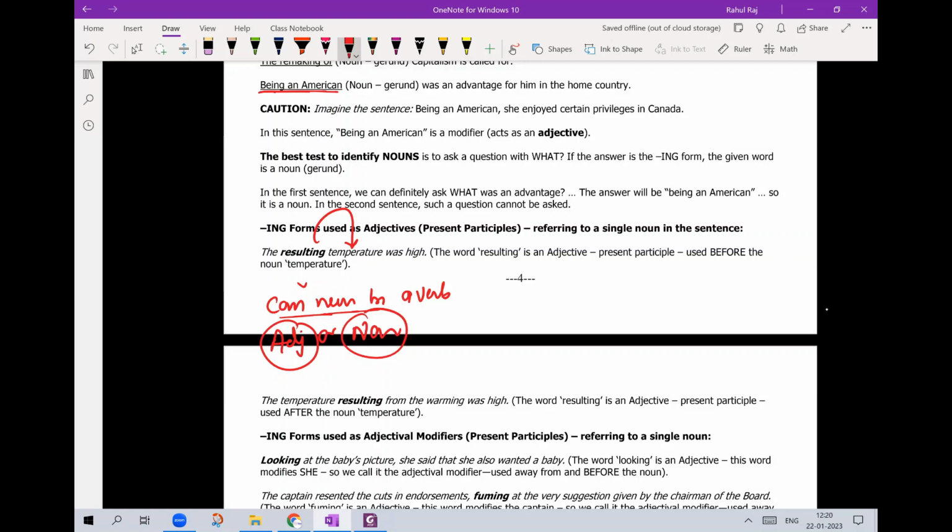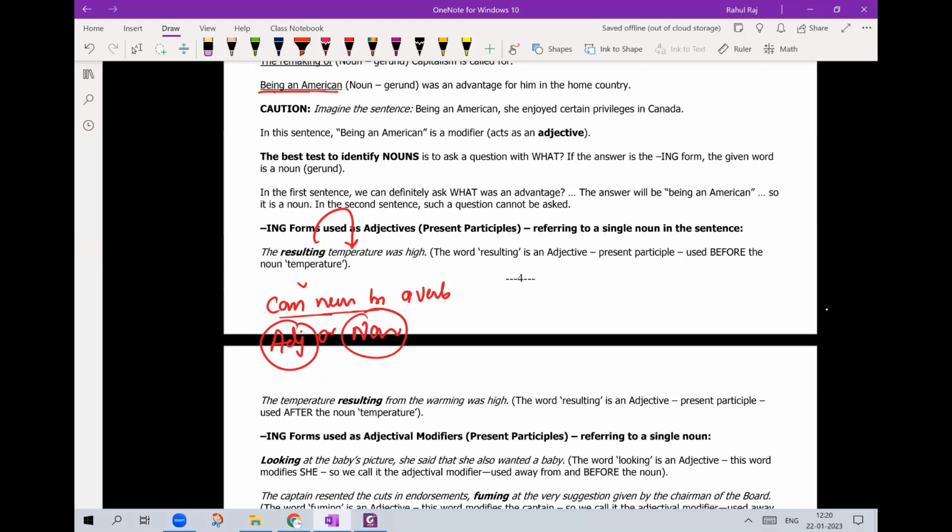The core part of the sentence has to be the entire verb, what exactly is the meaning it is trying to say, what action he is doing. That is the core part of the sentence. So resulting is nothing but an adjective which is referring to temperature, because if I remove resulting, I know that ing form alone can never be a verb. I know that if I remove the adjective and read the sentence, it should make complete sense. It is actually making complete sense.